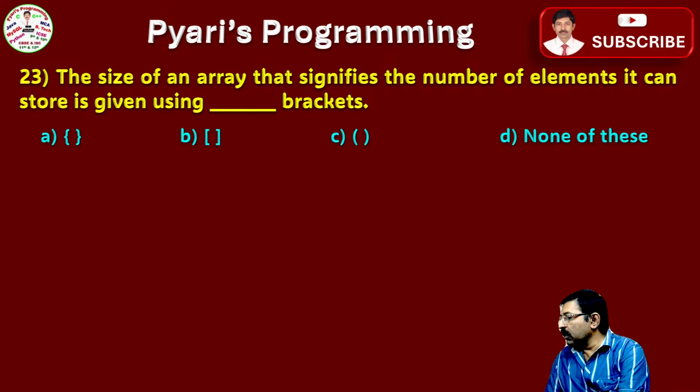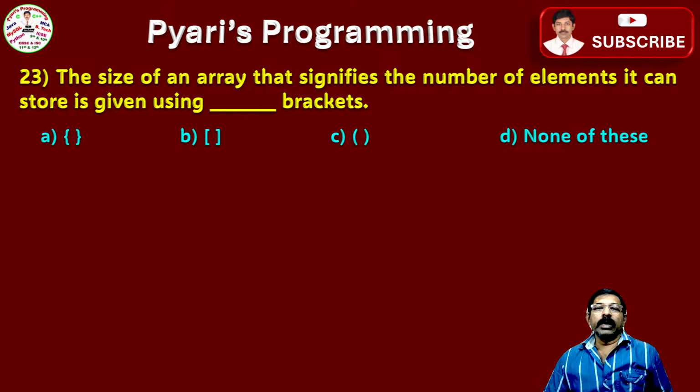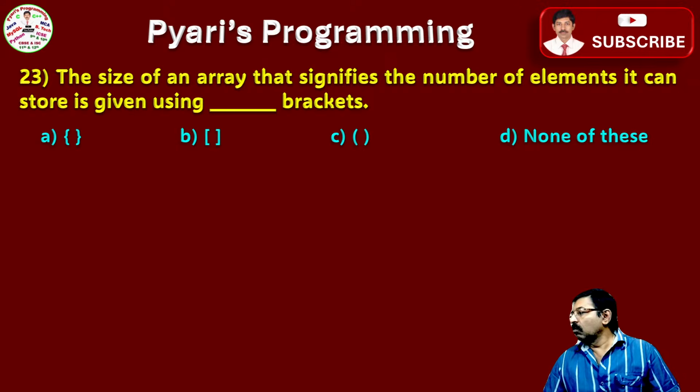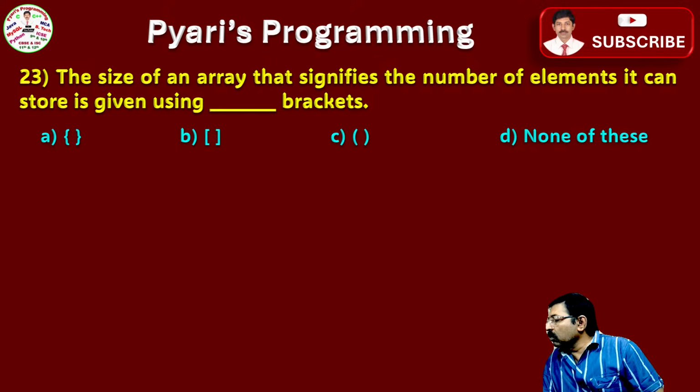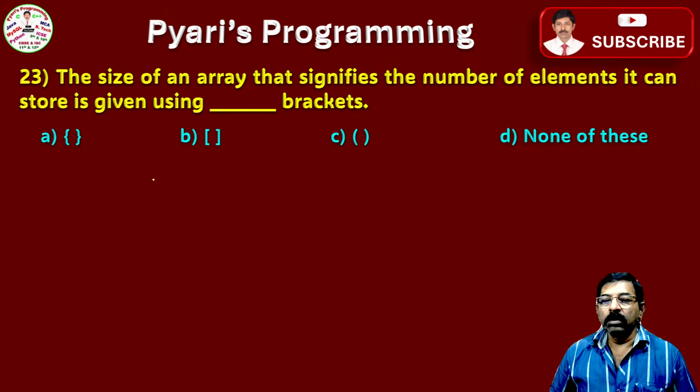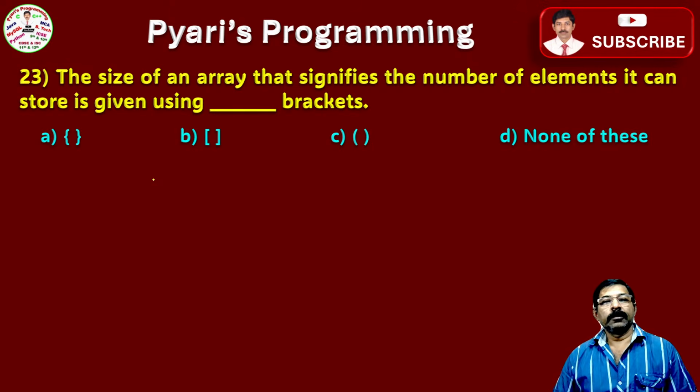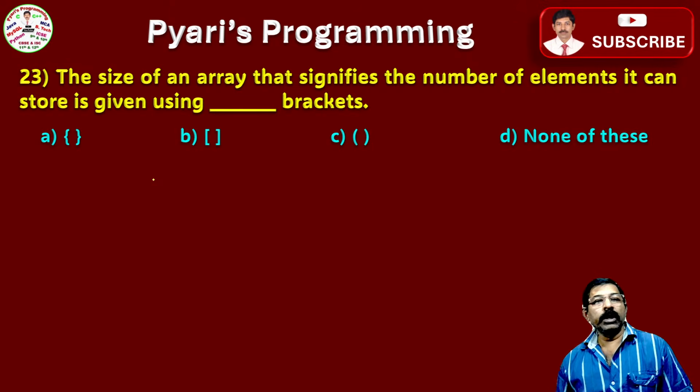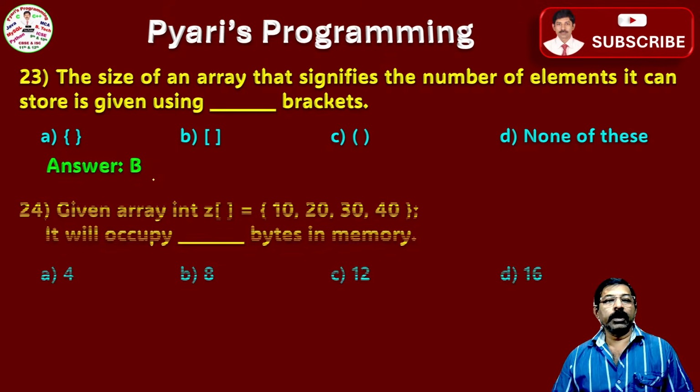None of this because it is told about the array creation. The size of the array that signifies the number of elements it can store is given using the square bracket. Which one beta you are talking about? 23B. Yes, got it. Next one.